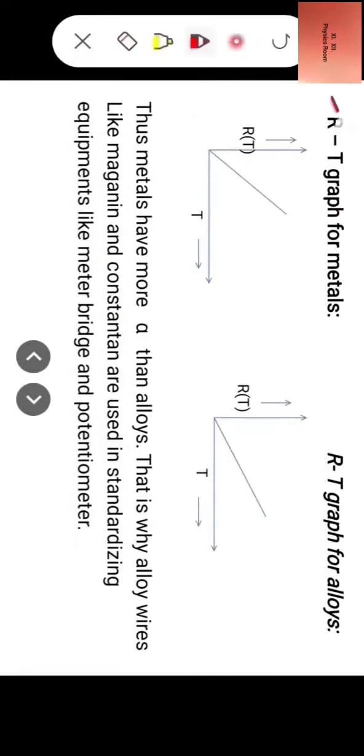Now, the RT graphs for metals and alloys have been shown here separately. This is the RT graph for metals, this is the RT graph for alloys. The slope of the RT graph for metals is more than the slope of the RT graph of alloys. Thus, metals have more alpha than alloys. That is why alloy wires like manganin and Constantan are used in standardizing equipment like meter bridge and potentiometer.